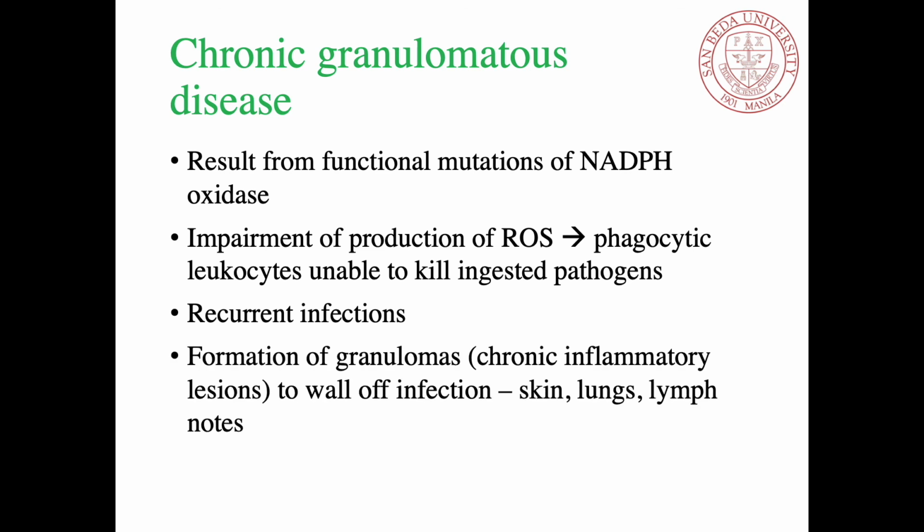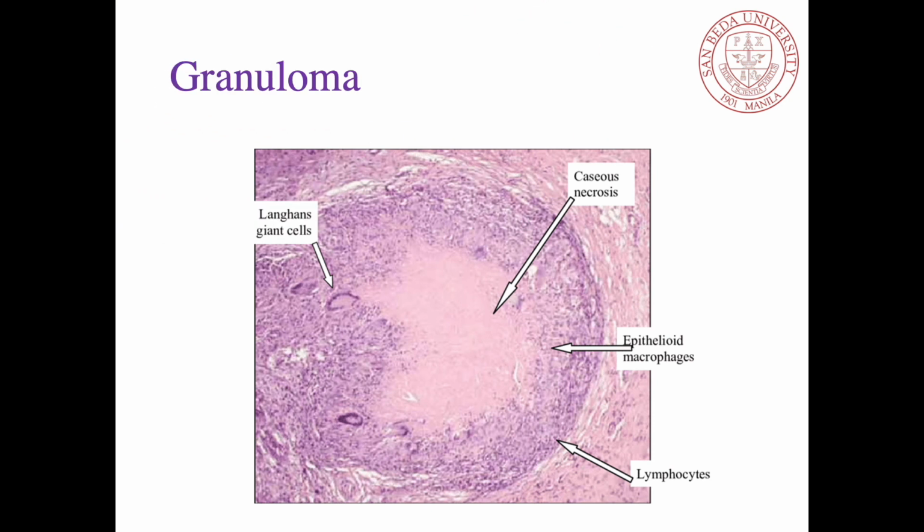They also form granulomas, which are chronic inflammatory lesions in the skin, lungs, and lymph nodes, as a means to wall off invading pathogens. I'll show you a histological image of this in the next slide. Now, here is what a granuloma looks like under the microscope. In an attempt to wall off the infection in chronic granulomatous disease, epithelioid cells or macrophages fuse together to form what's called Langhans giant cells, which are considered pathognomonic for granulomatous conditions.